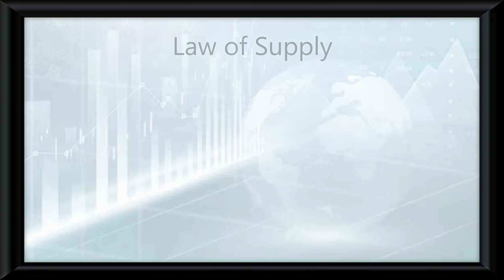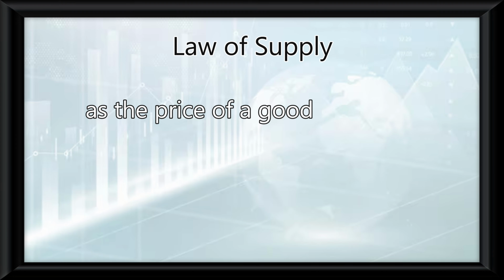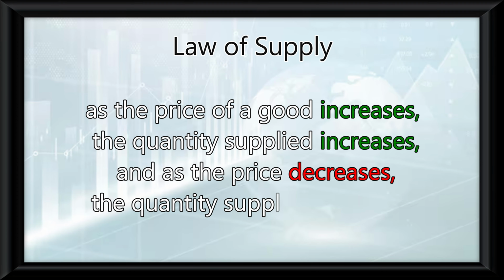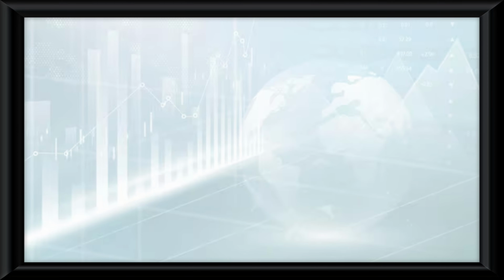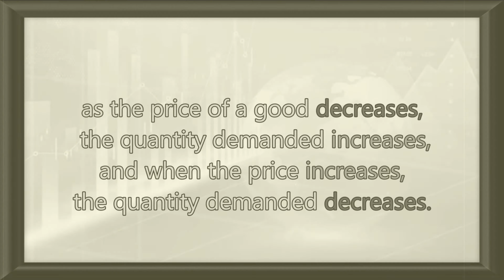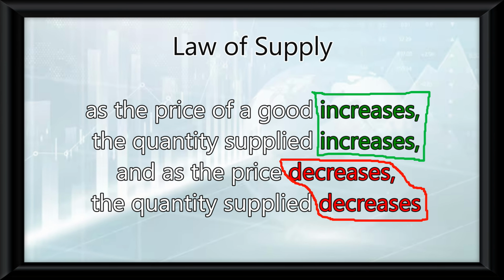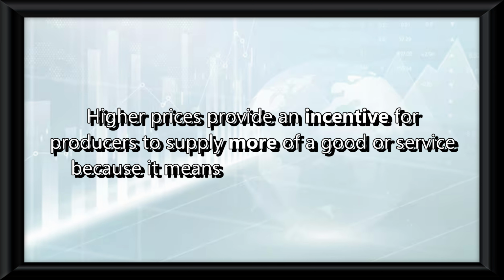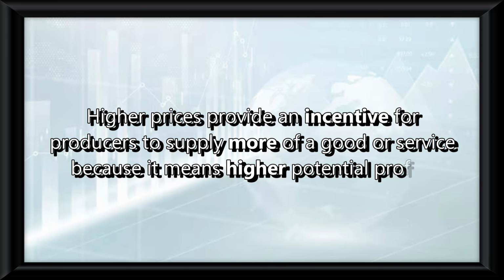Let's start with the law of supply, which states that as the price of a good increases, the quantity supplied increases, and as the price decreases, the quantity supplied also decreases. So unlike demand, where there's an inverse relationship, supply has a direct relationship between price and quantity. Higher prices provide an incentive for producers to supply more of a good or service because it means higher potential profits. Take a look at this graph.